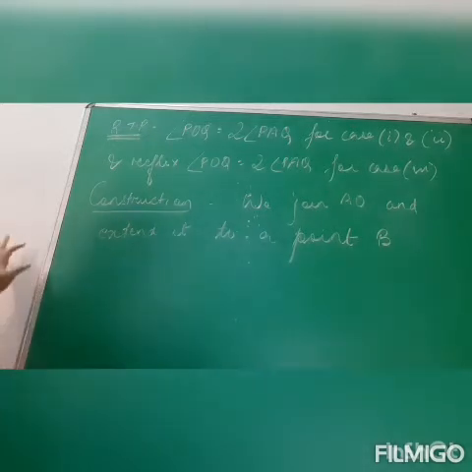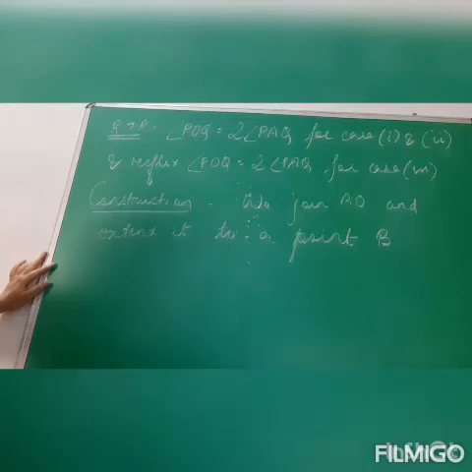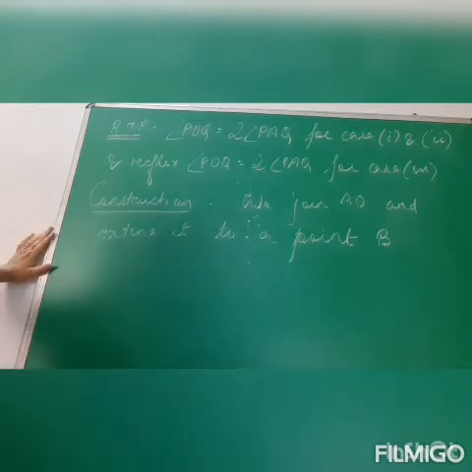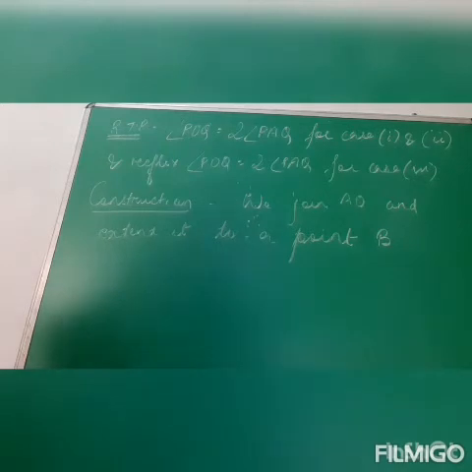See the figure for cases 1 and 2. And for case 3 we need to prove that reflex angle POQ is equal to twice angle PAQ. For this proof we need to do a small construction, that is, we join AO and extend it to a point B. Now let us move on to the proof part.